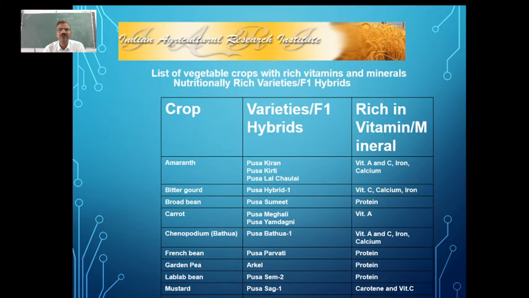We can have a look at the list of varieties of crop plants which have been biofortified by the Indian Agricultural Research Institute, that is IARI. We have so many things. You can see Pusa is the name given for most of them because of the location. For example, bitter gourd, Pusa Hybrid 1, rich in vitamin C, calcium, iron, like that. So this is about biofortification.